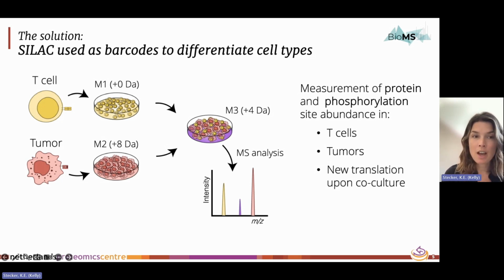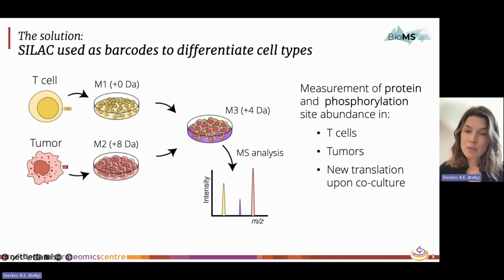labeled to completion with arginine and lysine SILAC heavy labels, and the T cells, which are isolated from healthy patient donors, are cultured in regular media, so light SILAC label. Then when we perform our co-culture experiment where we put the T cells and the tumors together, we do this in a media that contains a third intermediate label for co-culturing. So here we have a system where we use SILAC labeling to distinguish our different cell types, and when they're engaged with each other in co-culture, newly translated proteins will pick up a third metabolic label.